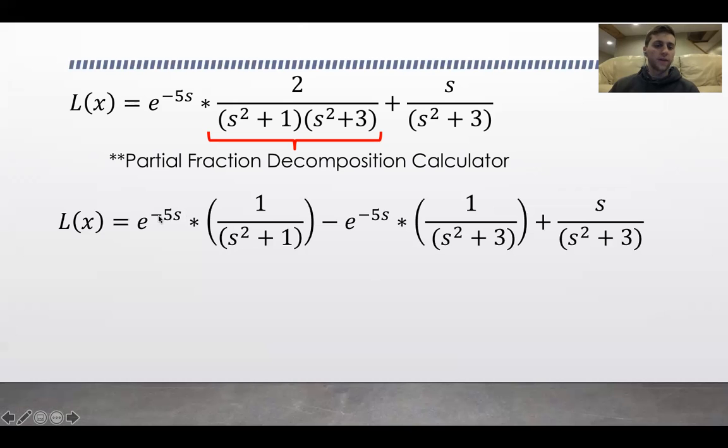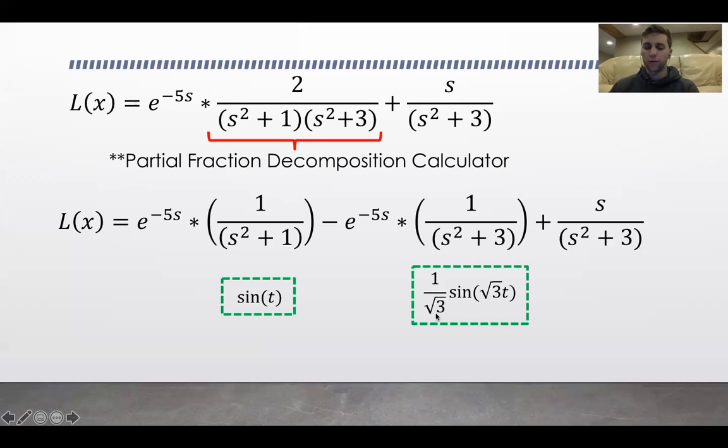So if I ignore the e to the negative 5s, and I just look at this 1 over s squared plus 1 and this 1 over s squared plus 3, those are pretty simple to take the inverse Laplace of and go back to the original language. This would just be sine of t because it's a over s squared plus a squared. And this one here would be a little more difficult, but it would just be 1 over square root of 3 times sine of square root of 3 t.